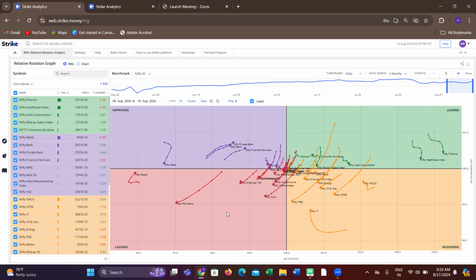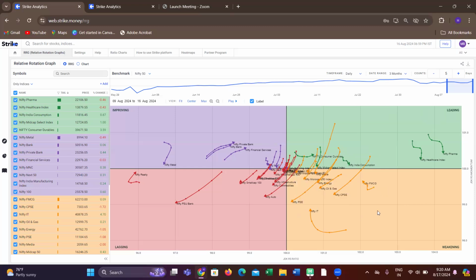So let's look at the quadrants. We have four quadrants. You can see the name on the top right. So leading, it's very self-explanatory. Top right, where we find stocks or assets that are showing strong relative strength and relative momentum, right? These are typically considered the leaders in the sector or market for that particular period, right?